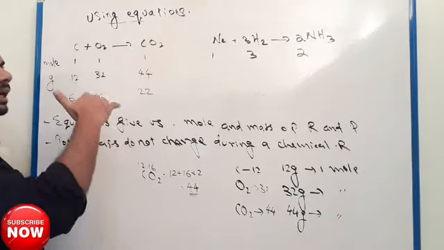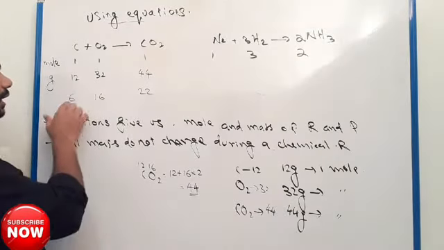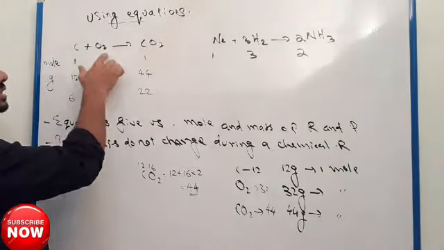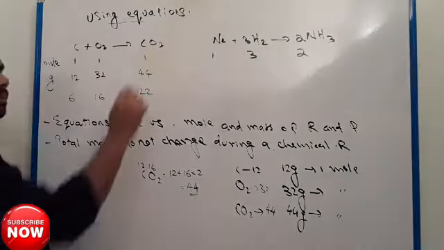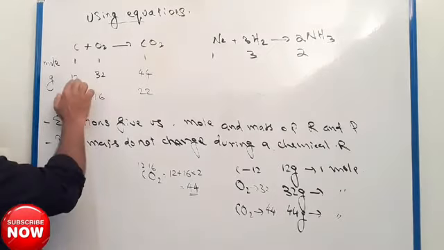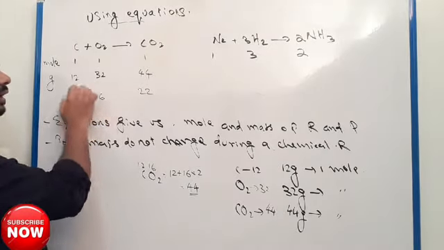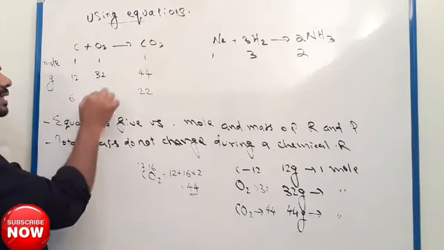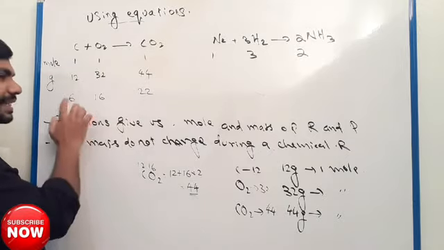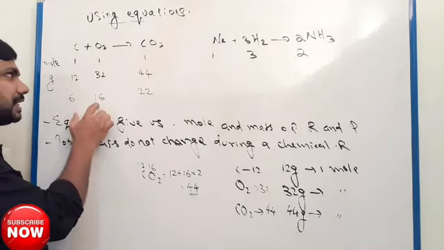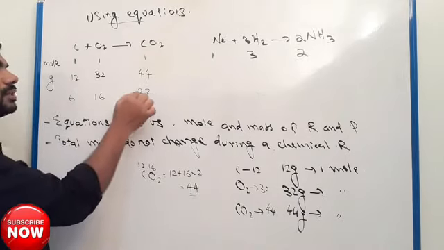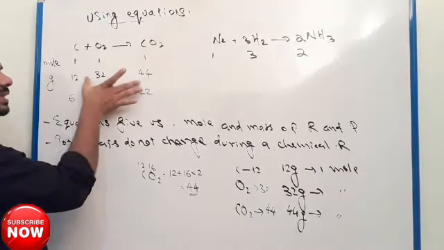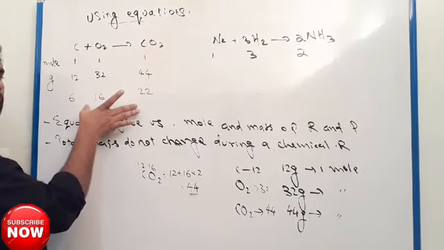So we can say using ratio: 6 gram carbon reacted with 16 gram oxygen forms 22 gram carbon dioxide. Same ratio as 12, 32, 44, all divided by 2. So 6, 16, 22. 6 gram carbon reacted with 16 gram oxygen molecule forms 22 gram carbon dioxide. So this is its ratio.